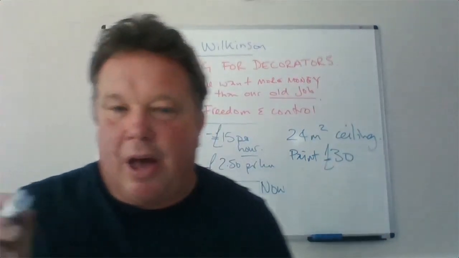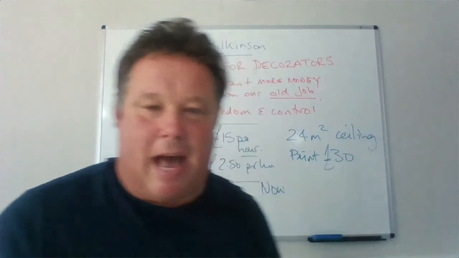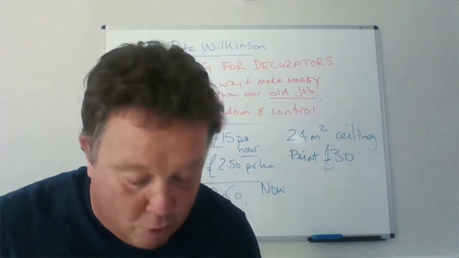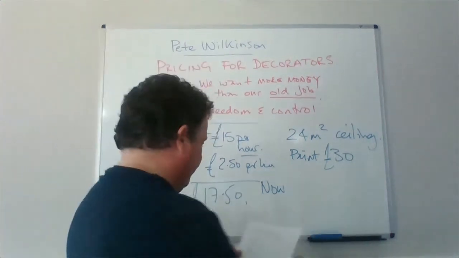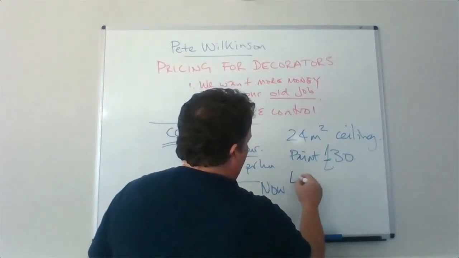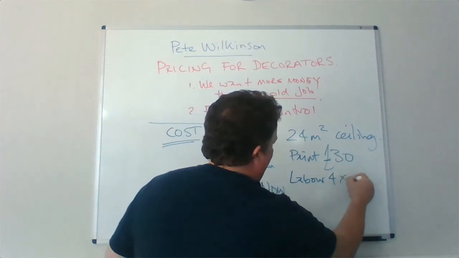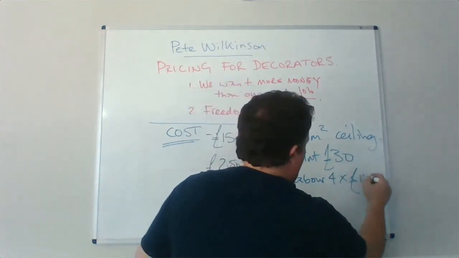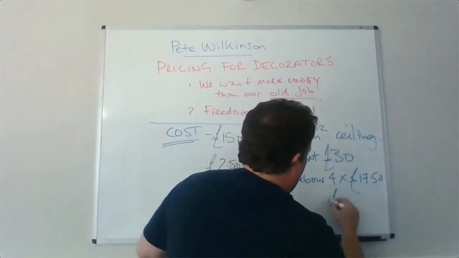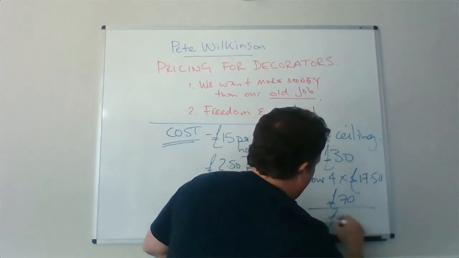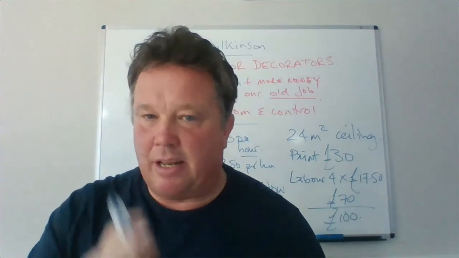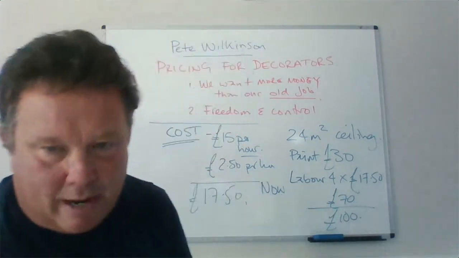I've timed myself on this ceiling, and prep and 2 coats, it took me a morning. So it took me 4 hours to do this ceiling. So labour is 4 times £17.50, which I've got to £70, conveniently again. So the cost price of the ceiling is £100.